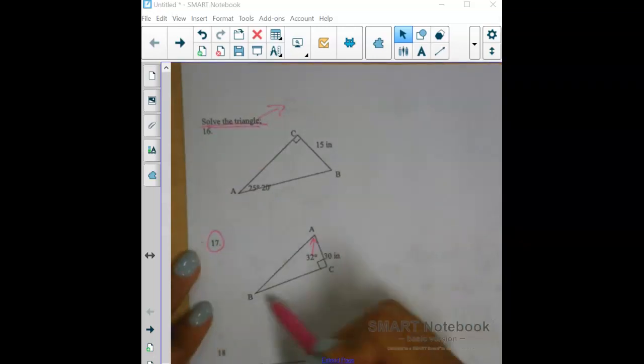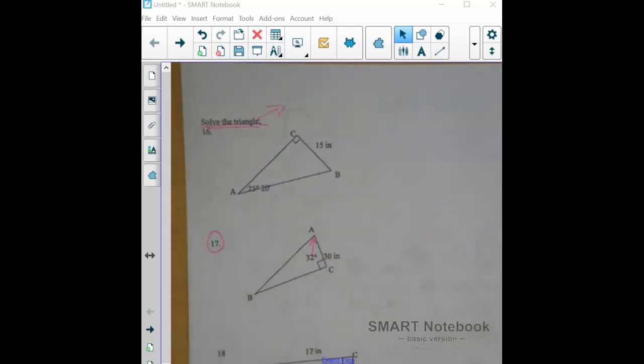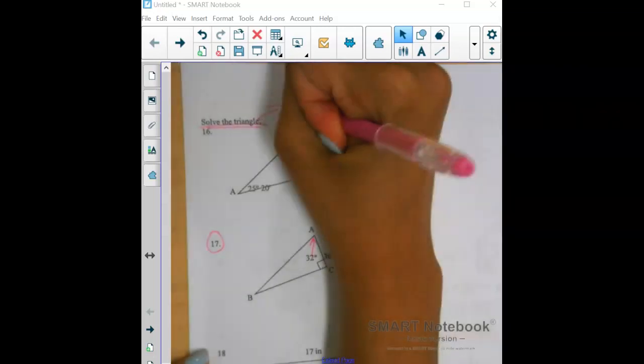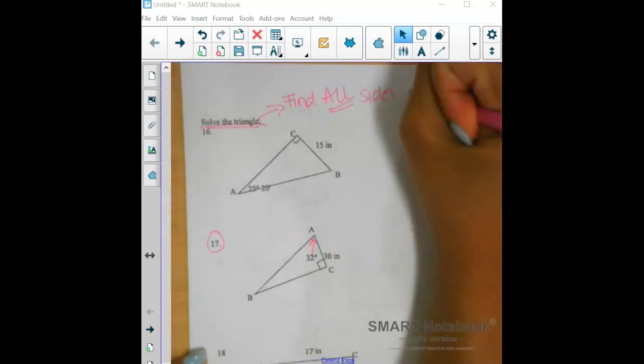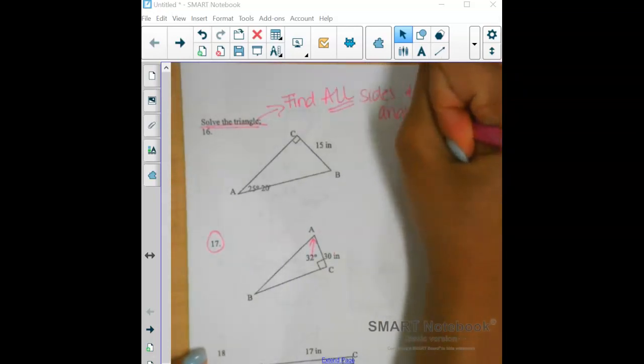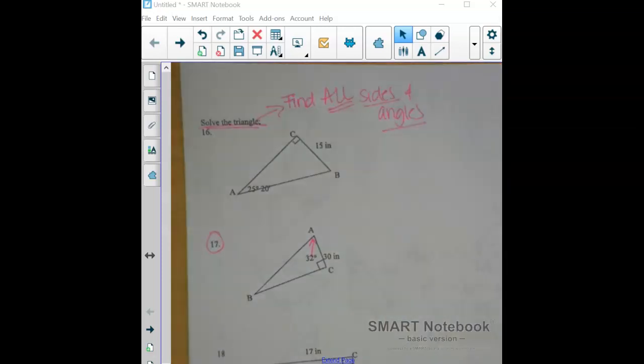What does it mean to solve the triangle? You have 17, you have this. What do I mean by solve? I don't see a variable. What do you need to find? All of the sides, and what about the angles? All the angles. You need to find everything. So this means you need to find all of the sides and your angles. You have to find everything, guys. So in case you forgot from geometry, solve the triangle means to find everything.